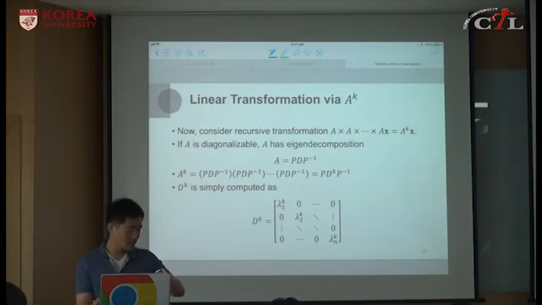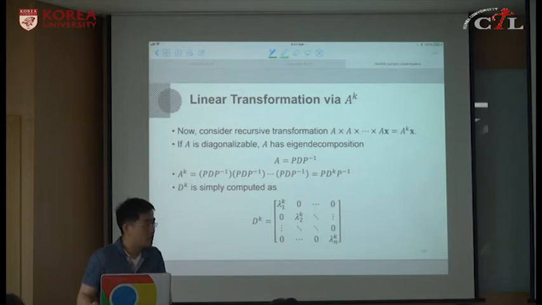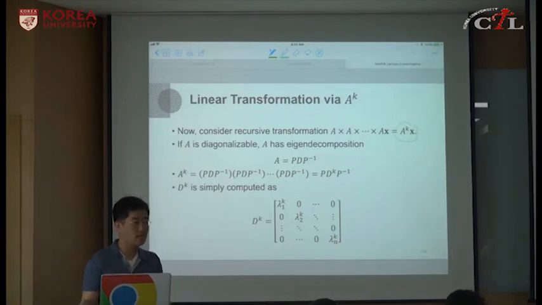Okay, and then let's discuss some situation where these three consecutive transformations can be used in a really useful manner. So suppose we want to multiply A over and over on the given vector X. So we consider this A to the power of K times X. And this A to the power of K can be easily represented by this, because this P inverse and P will be cancelled out, right? And then in the middle, we have D to the power of K.